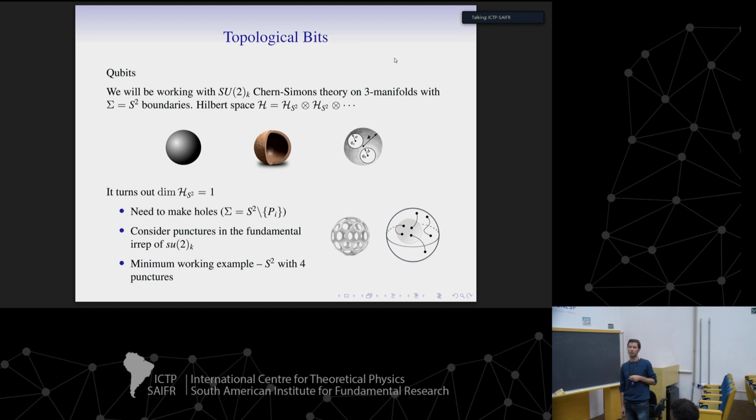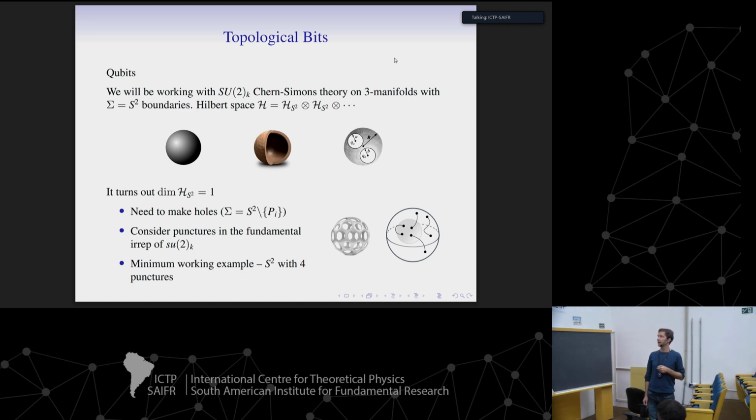If you have a minimal non-trivial example, you have to put 4 punctures. These punctures are classified by charges, so they're kind of non-dynamical particles. Each one has a certain charge, which in case of SU(2)_K is a representation of the Kac-Moody SU(2)_K algebra.